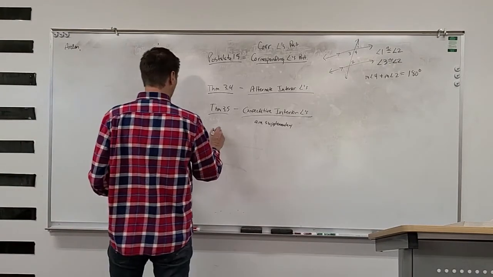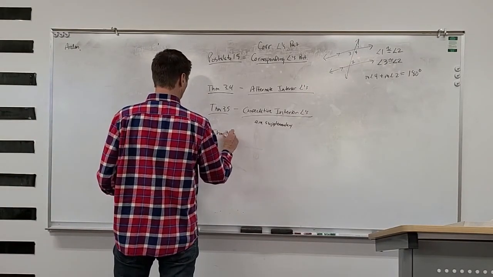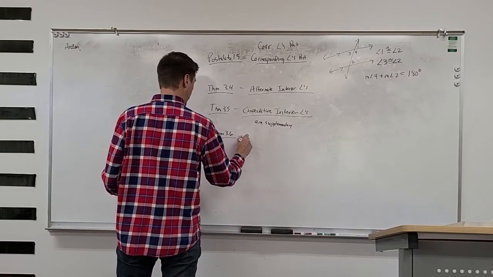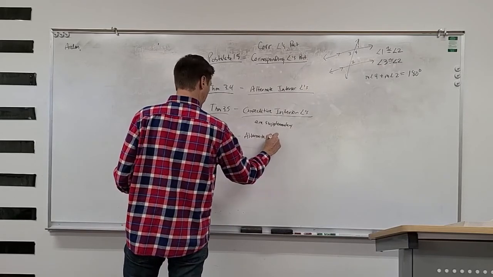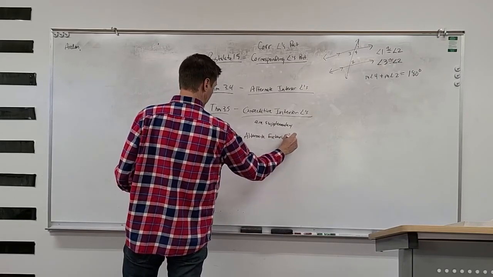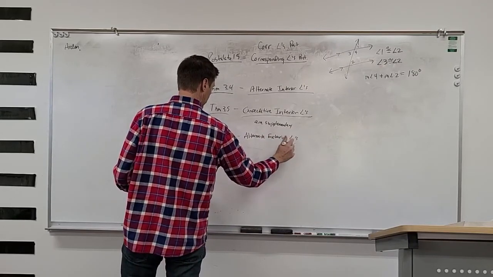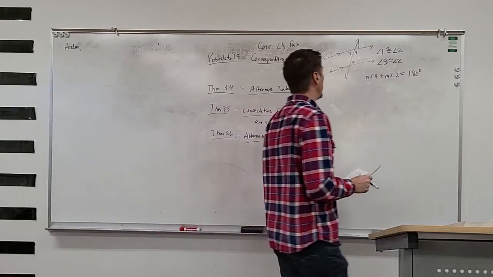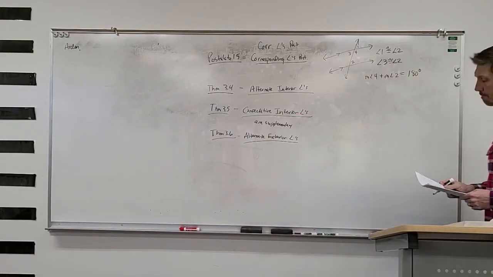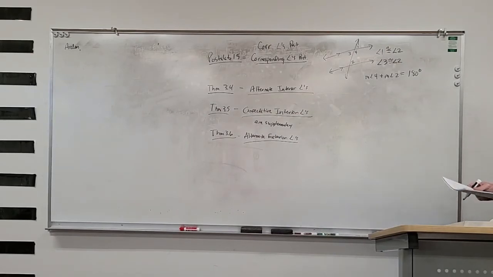Right, theorem 3.6, just moving along. Alternate exterior angles. We've only got one exterior angle right now drawn on our diagram.